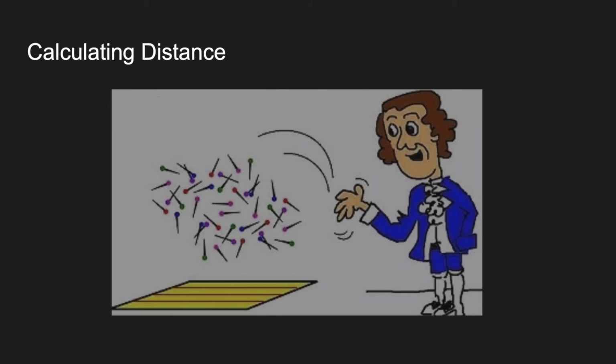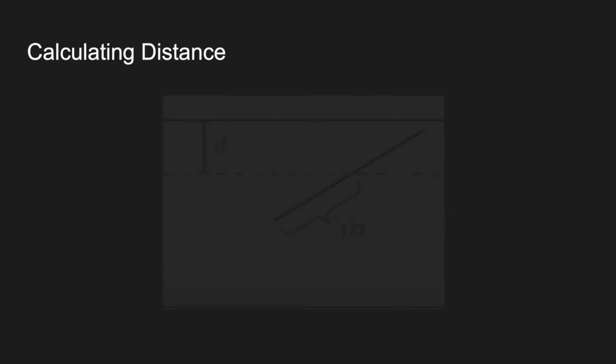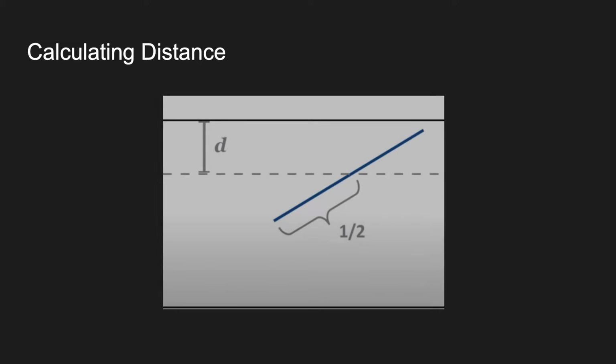Okay, so now we will calculate Buffon's needle problem mathematically. First, we'll calculate the distance. When you drop a needle, it can fall at any particular angle on the paper. To start calculating the distance, or how far the needle is from the closest line, we will measure the center of the needle to its edge.